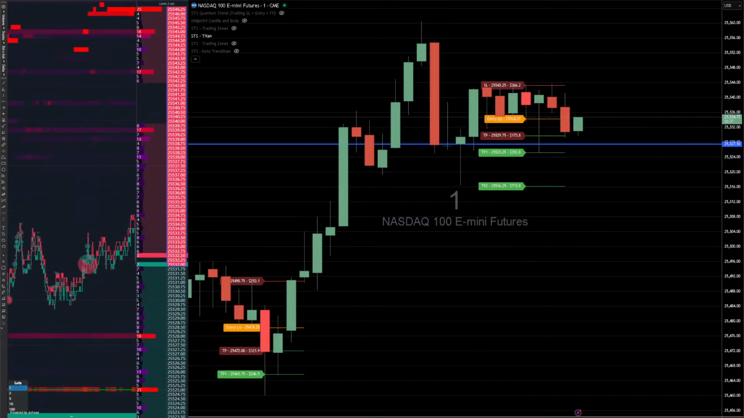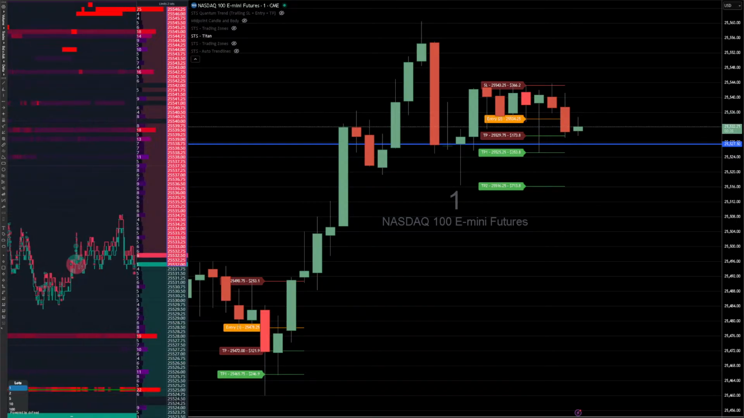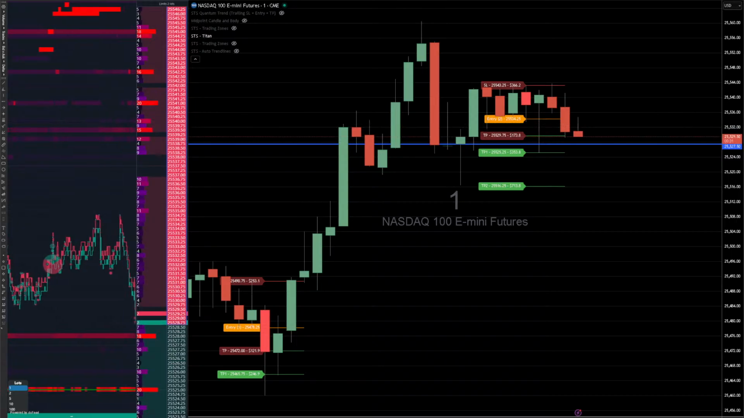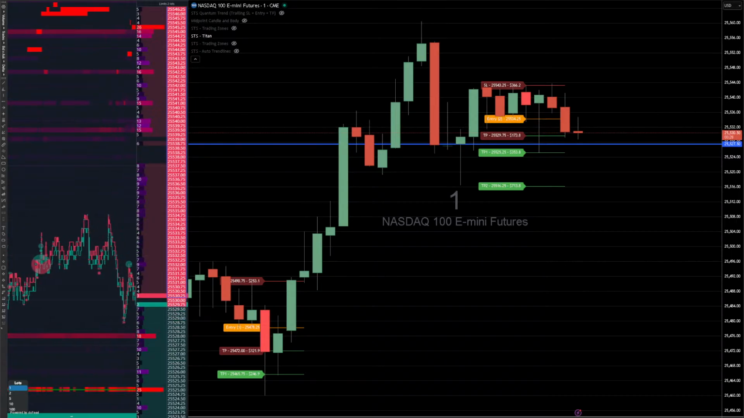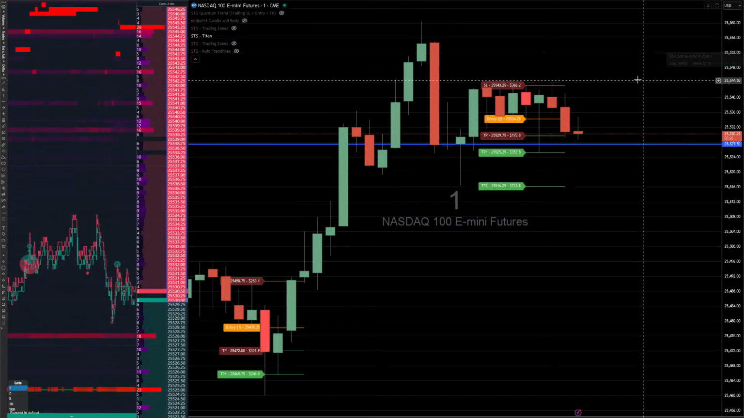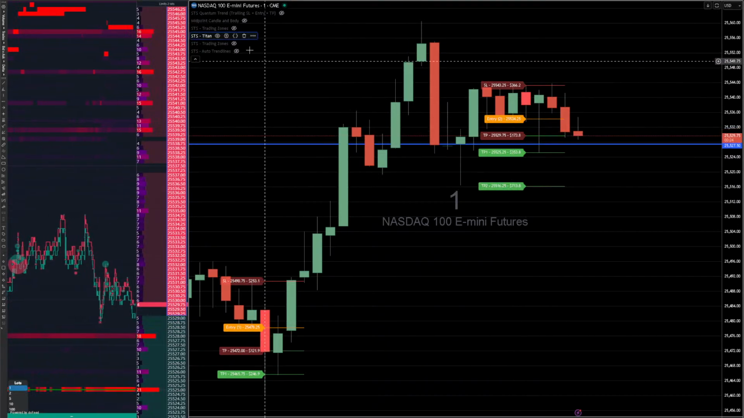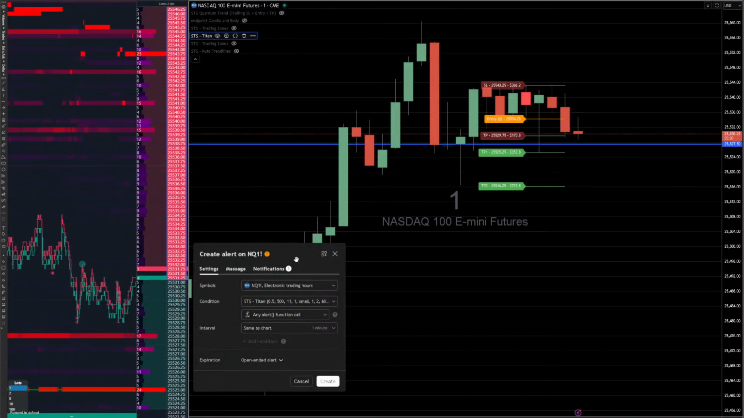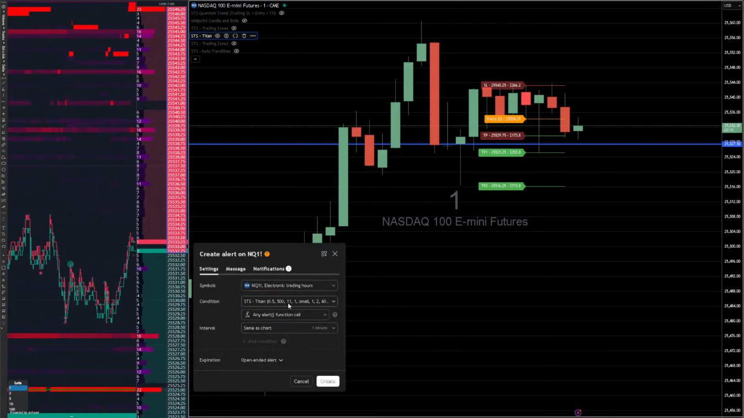We're in kind of a 20-point range here on the 1 minute. Yeah. You know what I'll do? I'm going to set up an alert for Titan, because I don't actually ever really use alerts. So I'm going to set up an alert for Titan.